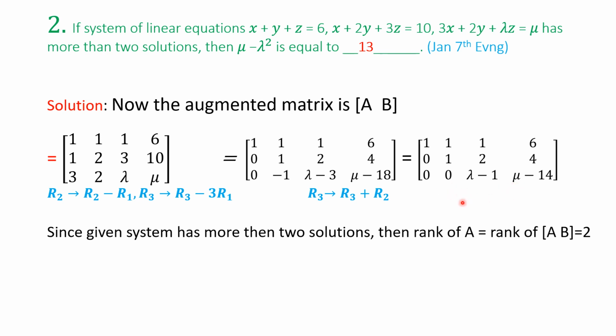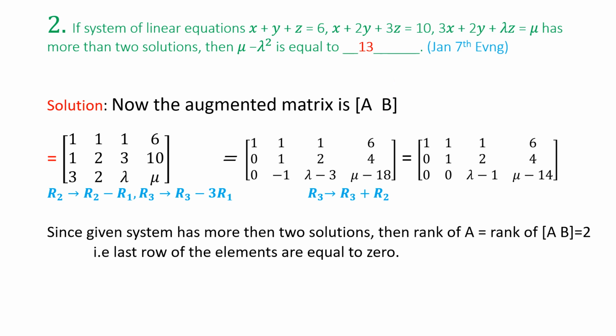In the given system, the system has more than 2 solutions. So compulsorily the rank of the coefficient matrix and the augmented matrix is always equal to 2. Therefore here λ − 1 equals 0 and μ − 14 equals 0. So the values of λ and μ are 1 and 14.